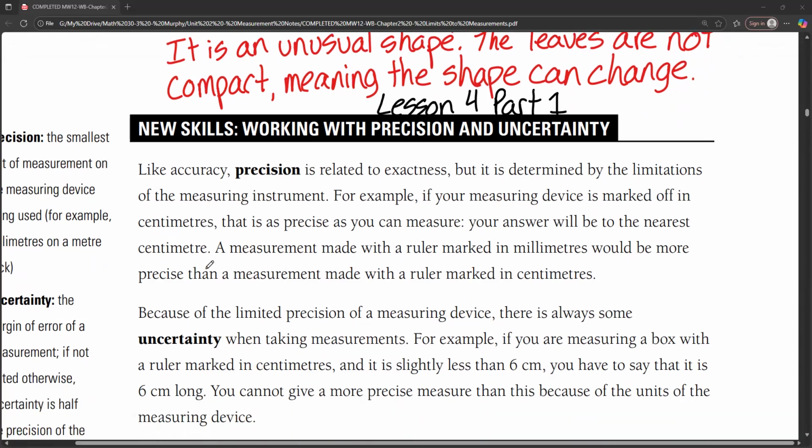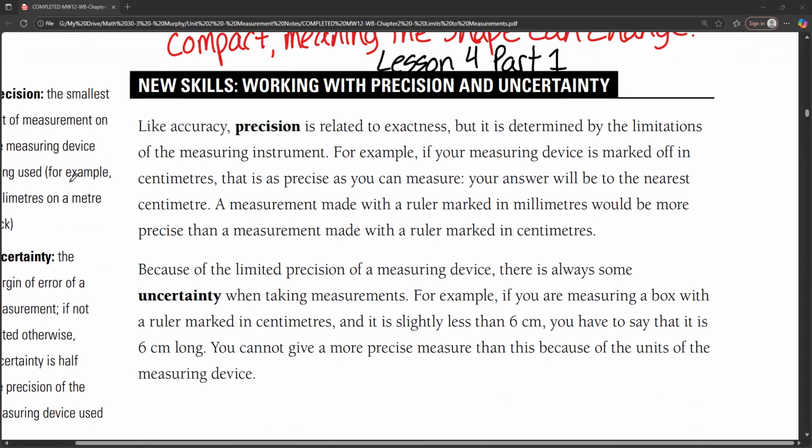So, what is precision? Like accuracy, precision is related to exactness, but it is determined by the limitations of the measuring instrument. For example, if your measuring device is marked off in centimeters, that is as precise as you can measure. Your answer will be to the nearest centimeter. A measurement made with a ruler marked in millimeters would be more precise than a measurement made with a ruler marked in centimeters. Basically, how precise your measurement is is limited by the degree of your measuring device.